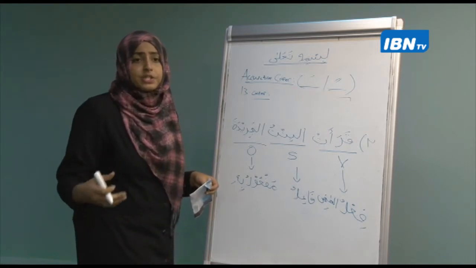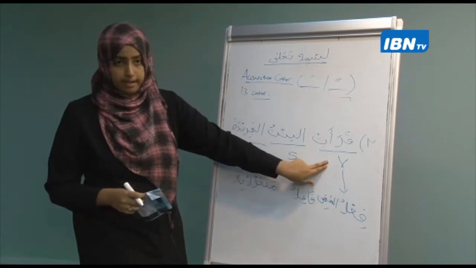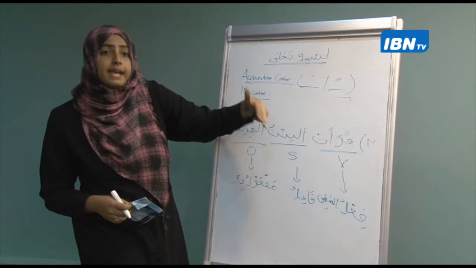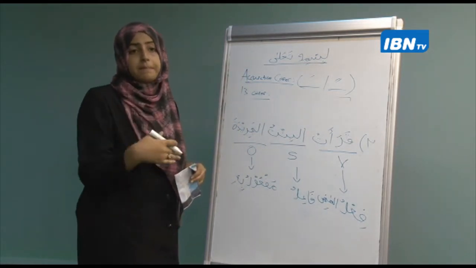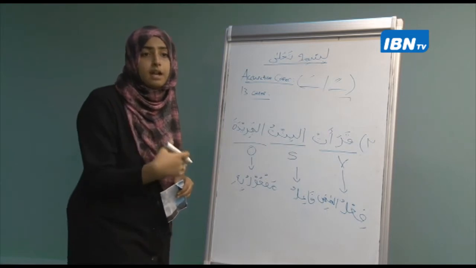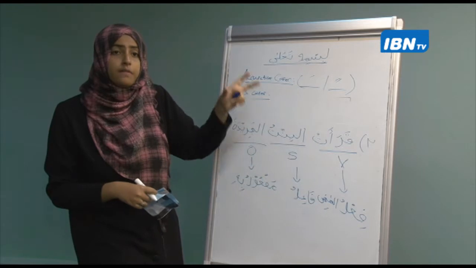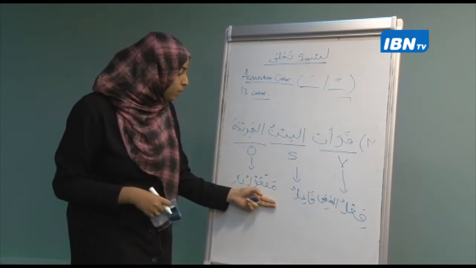So the action is being done. What action is being done? Reading. The action is being done on what? The action is being done on the newspaper. She is reading the newspaper, meaning the action is being done on the newspaper. So because the action is being done on that object, you will call it the maf'ulu bihi.